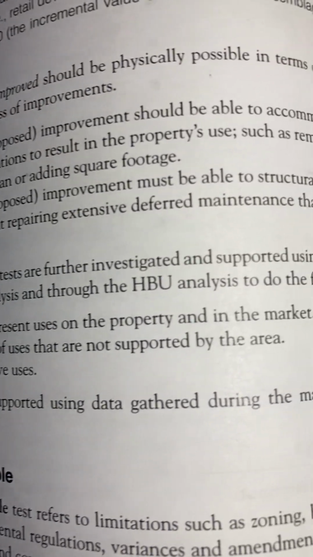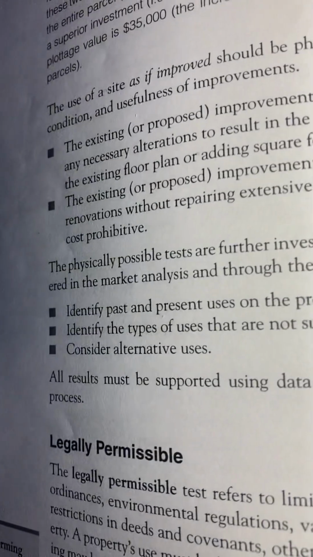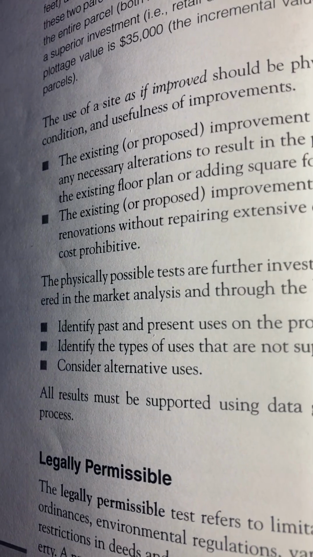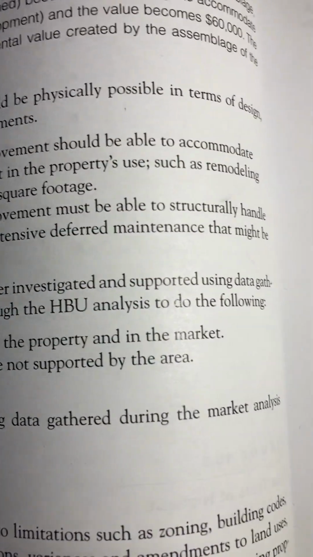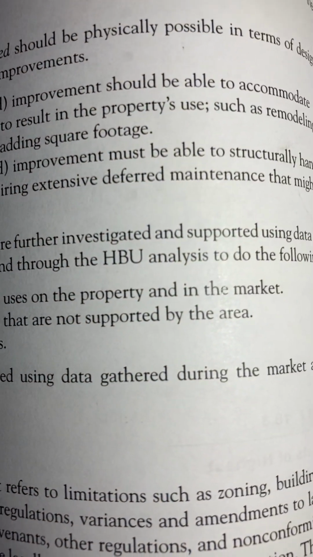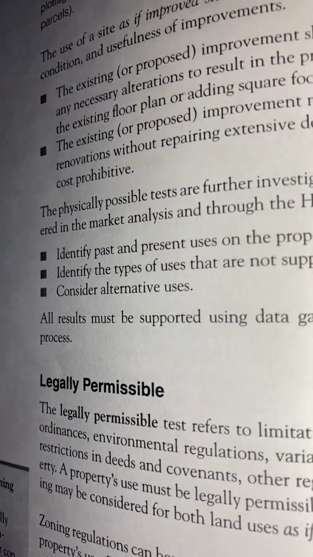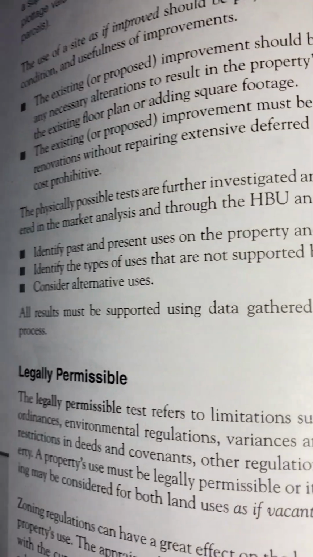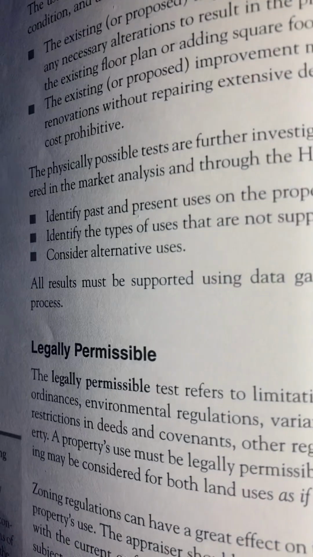The physically possible tests are further investigated and supported using data gathered in the market analysis and through the highest and best use analysis to do the following. Identify past and present uses on the property and in the market. Identify the types of uses that are not supported by the area. Consider alternative uses. All results must be supported using data gathered during the market analysis process.